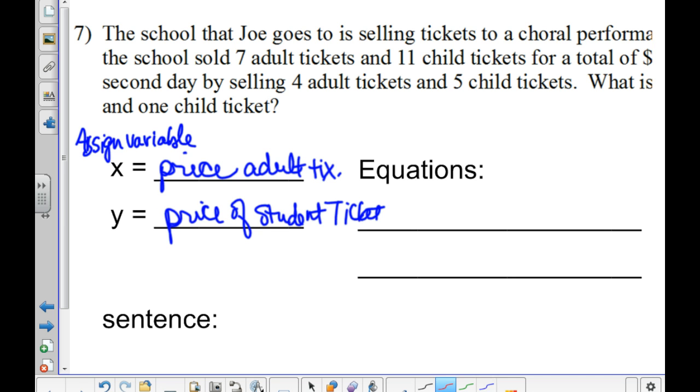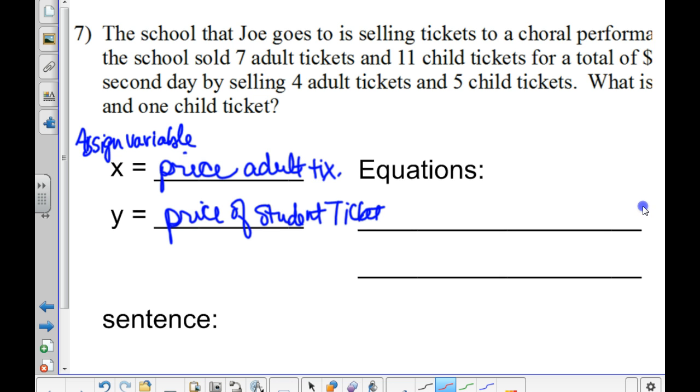All right, so those blanks, and you will get a point for doing that, I need you to tell me what it is that x and y are representing. Because if you don't assign the variable, then when your equation looks different from my equation, I won't know if you really knew what you were doing, okay?